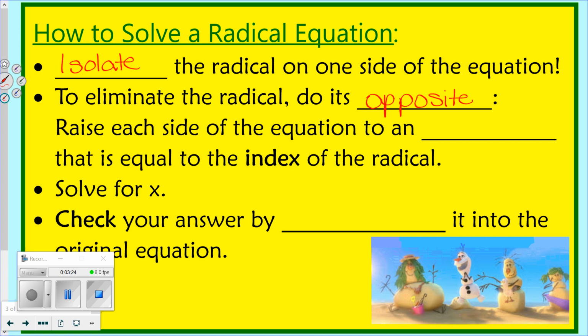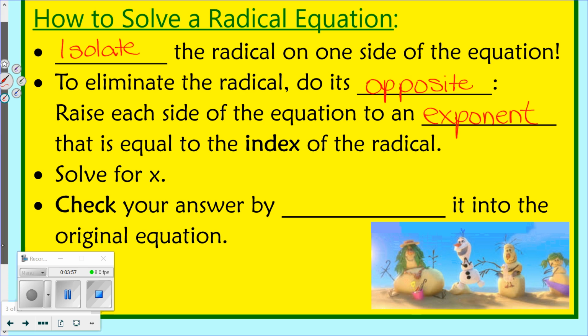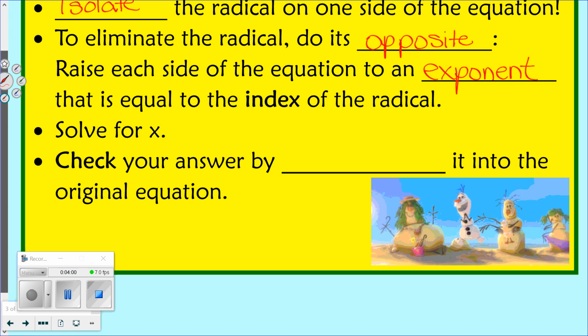You are going to raise each side of the equation to an exponent that is equal to the index of the radical. So if it's a square root equation, what's the index on a square root? 2. How do you undo a square root? You square it. How do you undo a cubed root? You cube it. How do you undo a fourth root? You raise it to the 4th power. At that step, your radical should be gone. Then you will go ahead and solve for x.